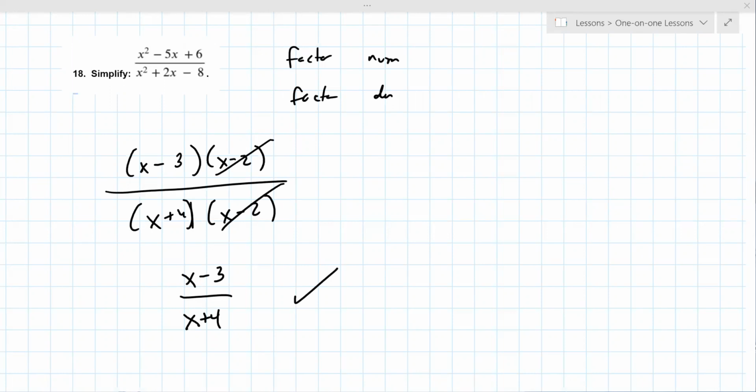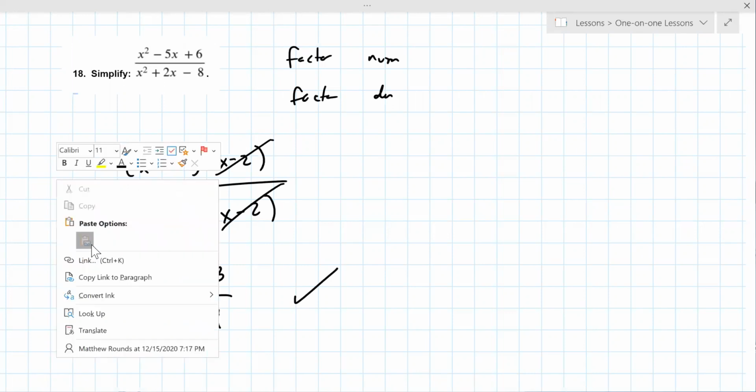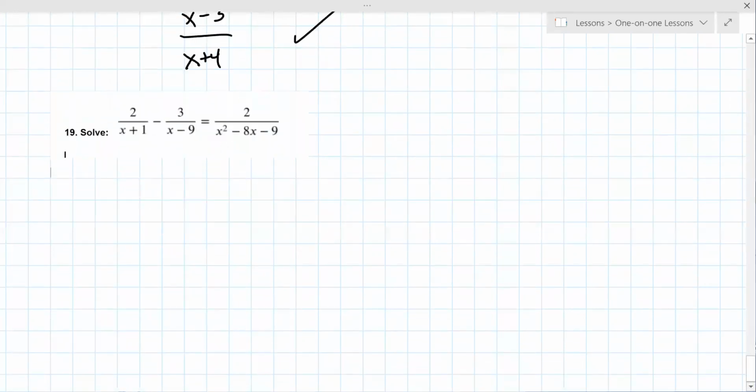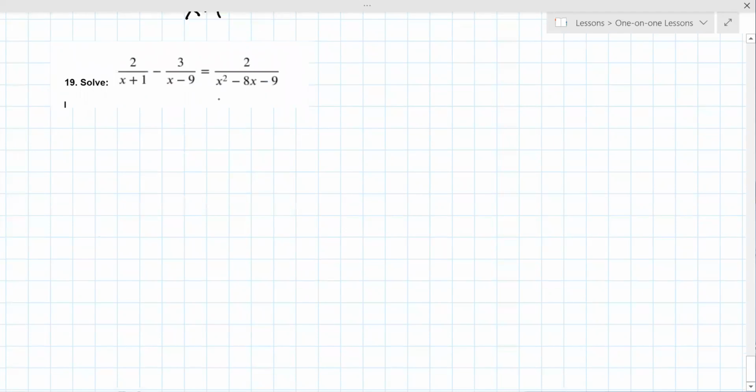On number 19. All right, so solving. These problems lead really well into each other because the thing you did on the previous one has to be done here. You have to factor this right-hand side here, and you have to then recognize what x cannot be. x cannot be -1 or 9 because you end up dividing by 0, which is not allowed.